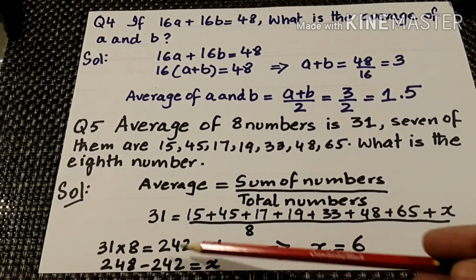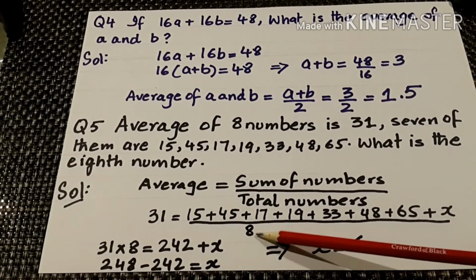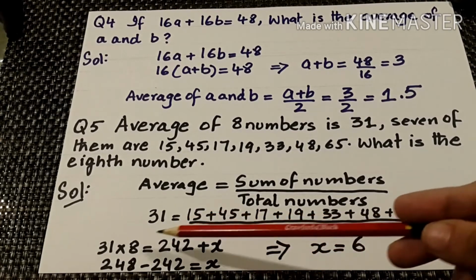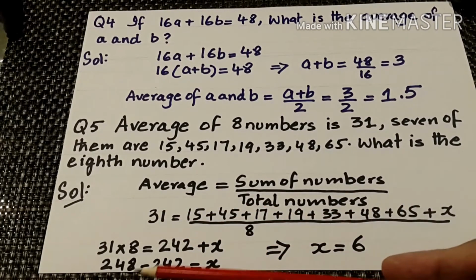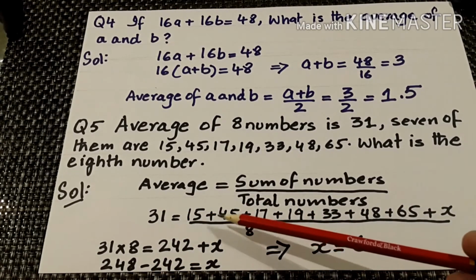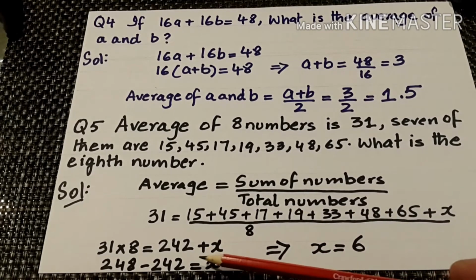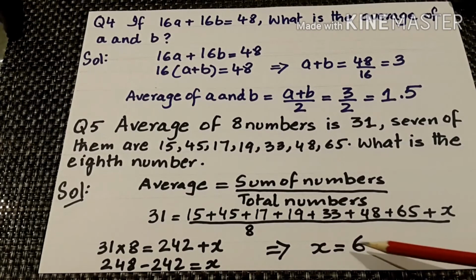We add them, we get 242. Divide by total number, that is 8. 8 will be multiplied with 31. We get 248. By adding these numbers, we get 242 plus x. From here, we find the value of x, that is equal to 6.